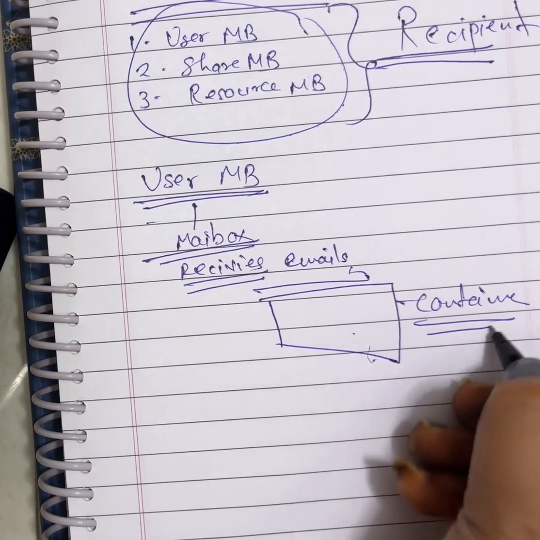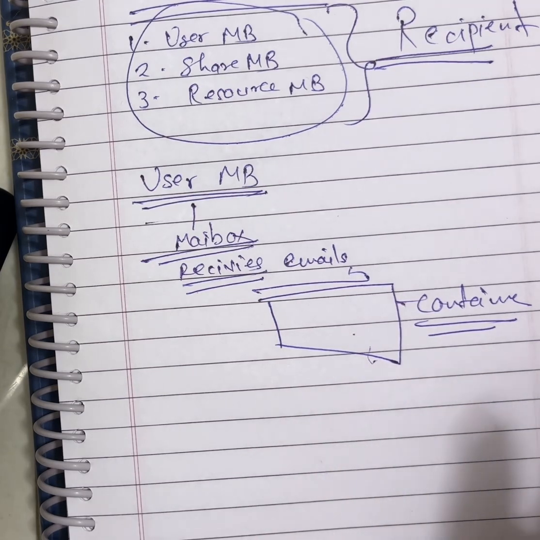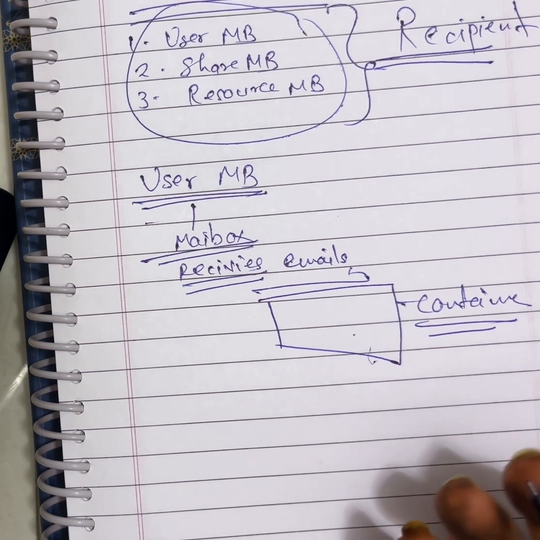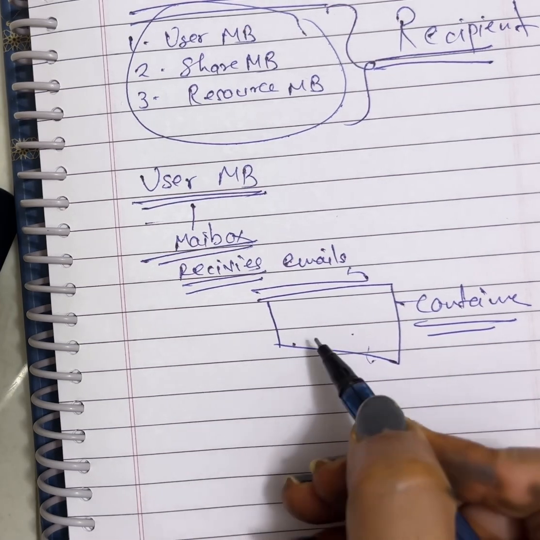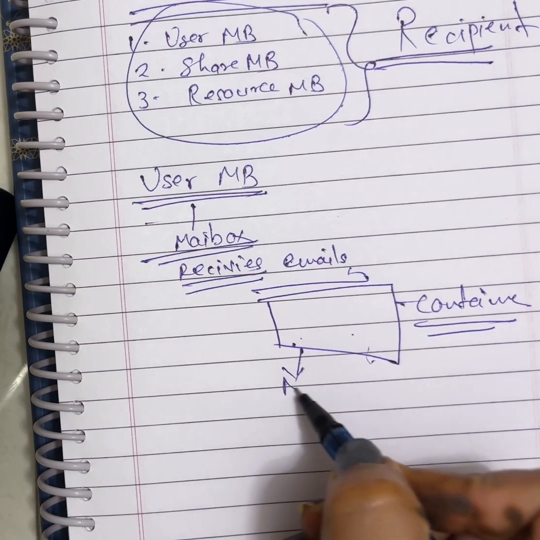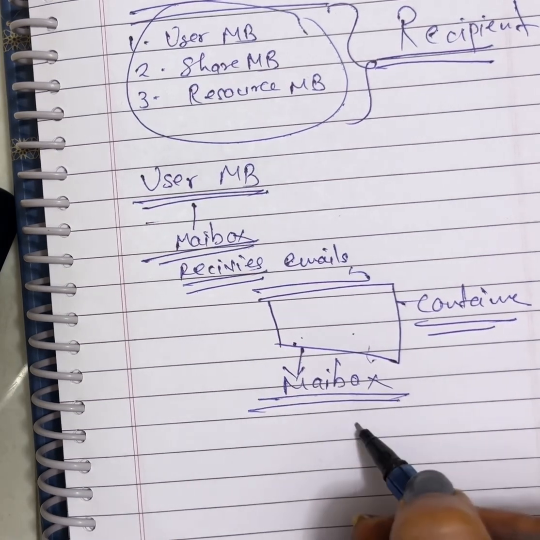Okay, so to receive something we need a container, right? Like that, to receive mail communication, or the things that happen in an organization, like one-to-one communication or project related work, he will receive it in this container, which in terms of Exchange we call a mailbox.